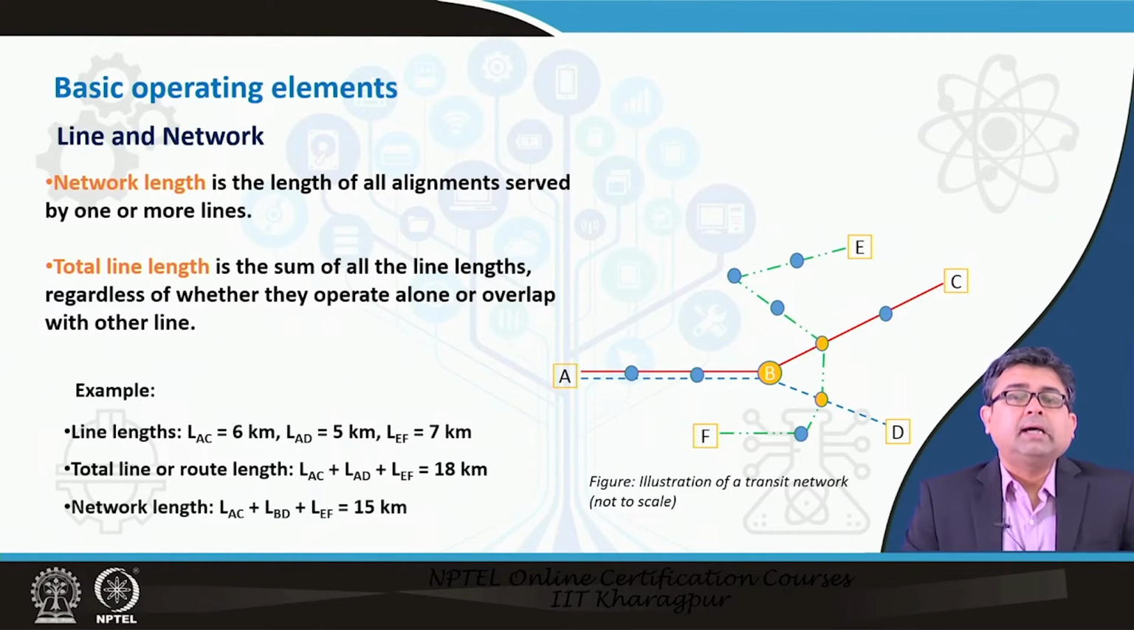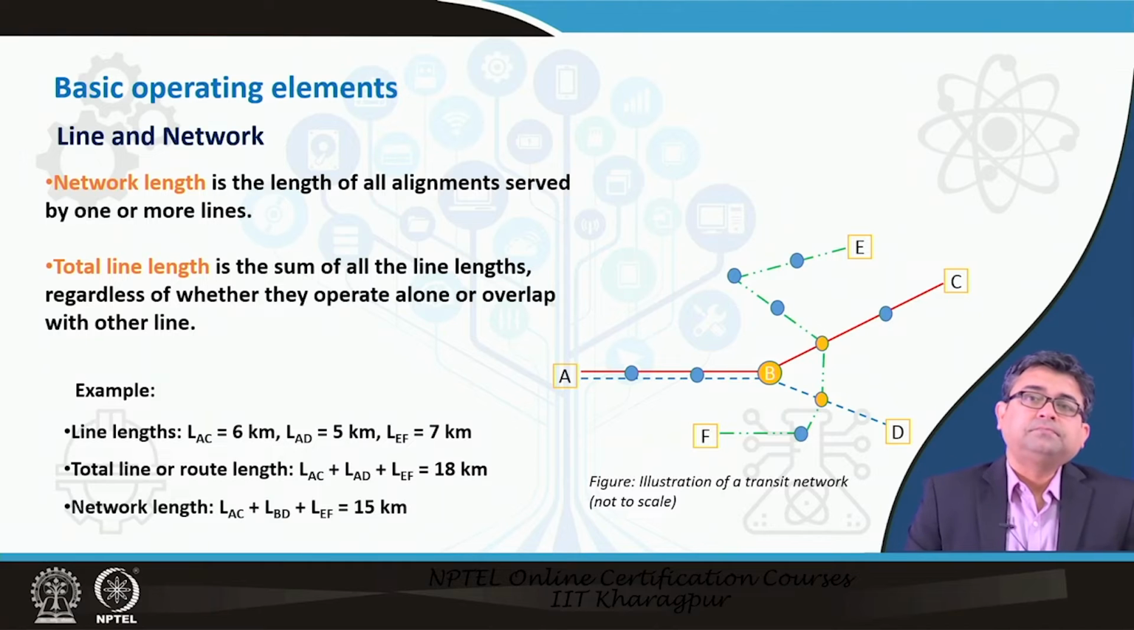A similar terminology is called total line length, and we will see how it is different from network length in the example following this definition. Total line length is the sum of all the line lengths regardless of whether they operate alone or overlap with each other. So, there may be some overlapping lines. However, when we calculate the total line length, we calculate all those overlapping lengths as well, whereas when we look at network length, we usually do not consider the overlapping lengths. That is the subtle difference between a network length and a total line length.